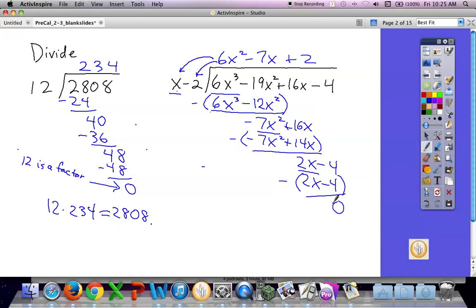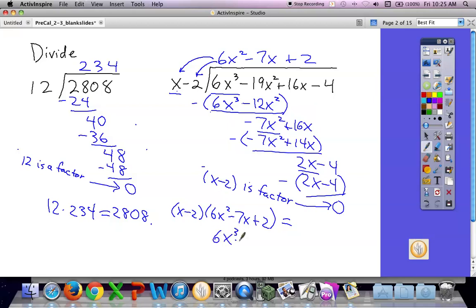So the fact that the remainder is 0 tells us that x minus 2 is a factor, right? x minus 2 is a factor. That's what the 0 means. And it means that x minus 2 times 6x squared minus 7x plus 2 equals the polynomial on the inside, 6x to the third minus 19x squared plus 16x minus 4.